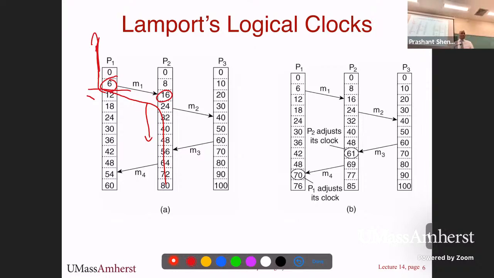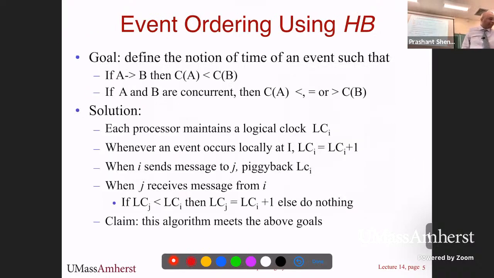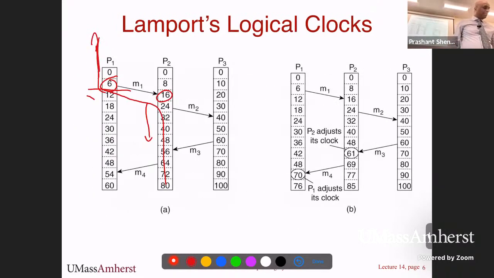Remember the property we are trying to achieve in this case: if A has happened before B, then the clock value of A is less than the clock value of B. We achieved that property. So if I show you a message and say that message is actually being sent from P1 to P2, the clock values you assigned, all 0 to 6, are less than 16 to 80. But the question that was asked is a good one.